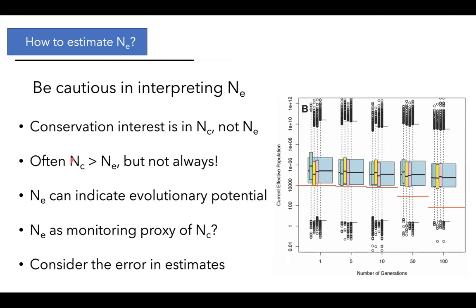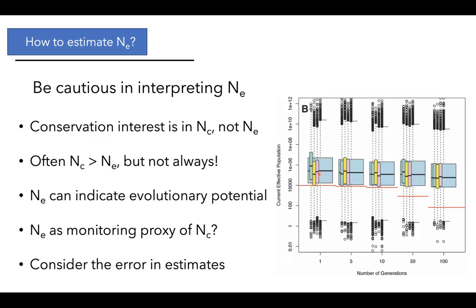Often the census size is going to be greater than effective size, but as we see here from Susan's estimates, that's not always the case, right? The red line really represents the census size. The box and whisker plots is our effective population size estimate. And if we use this as a monitoring tool, right, we would be completely missing this signal of population decline.